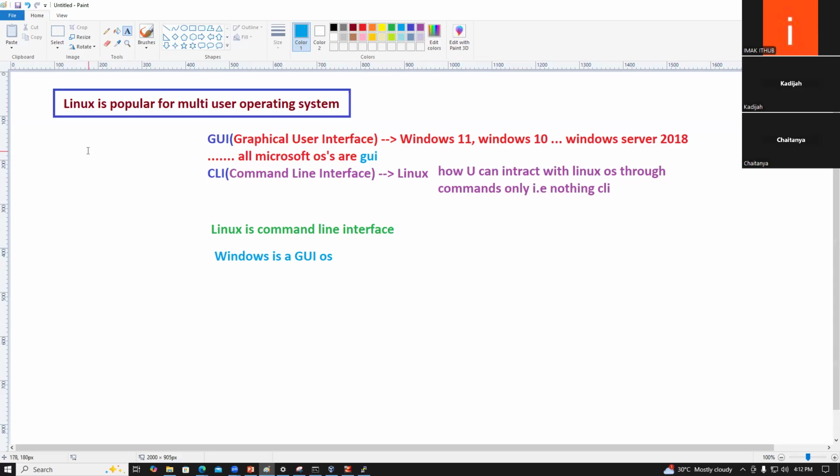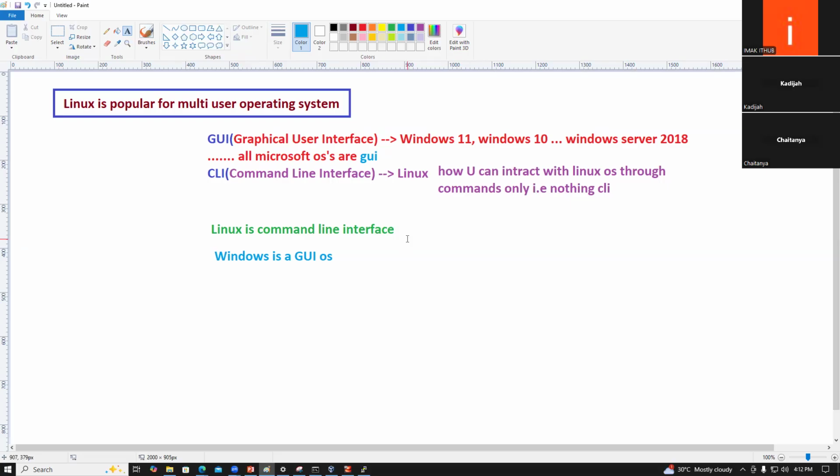Why is everyone using Windows as a single user operating system? Because it is user friendly. It is a user friendly operating system. Linux is a command line operating system. Now you understood? We'll discuss tomorrow how Linux came into the picture and who developed Linux.